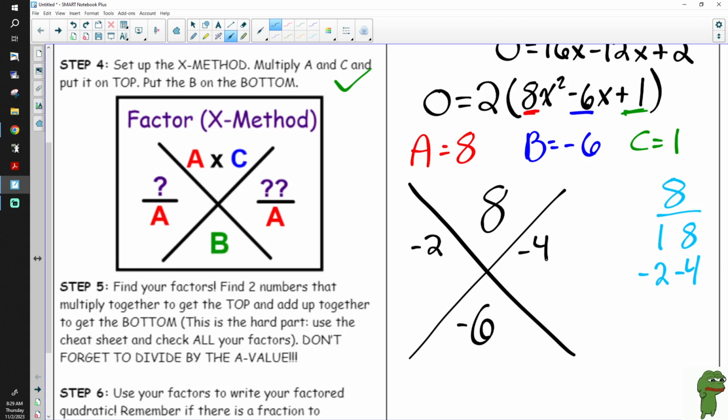Now in all caps I wrote down, don't forget to divide by the a value. We need to divide both sides by the a value. What was our a value? Divide both sides by 8. So you should take out your calculator. You are going to type in those fractions. Click Math, Enter, Enter, because we need them to be simplified. And this is our way of checking.